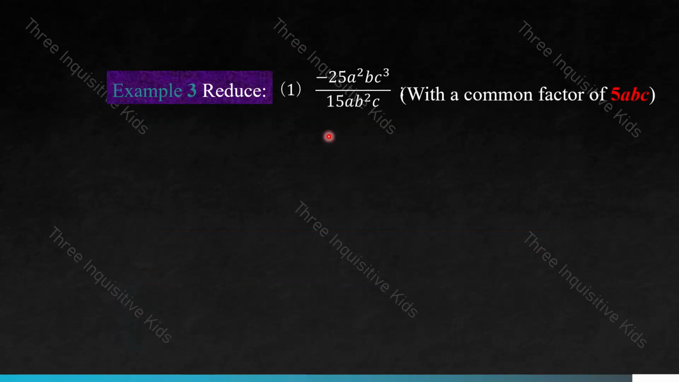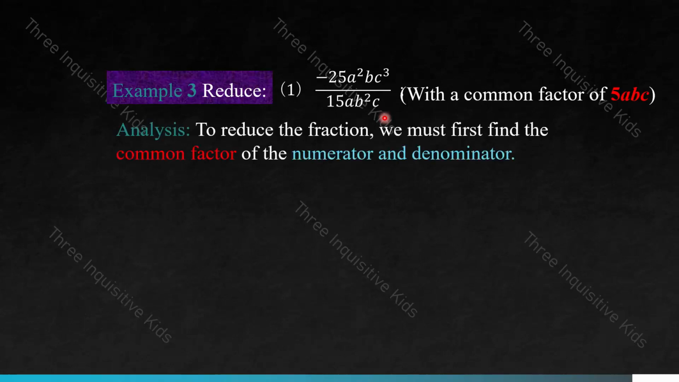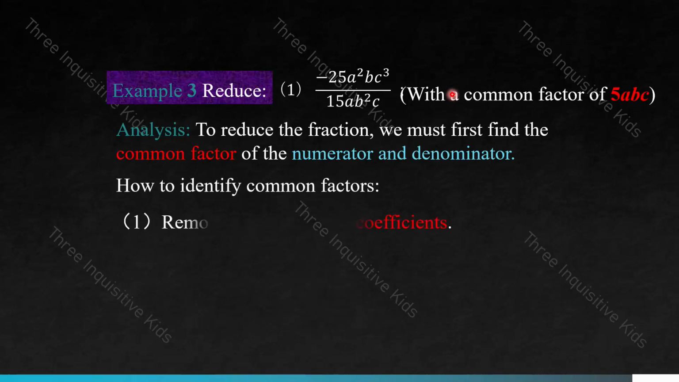Here is example 3. Reduce this fractional expression. And here we are already telling you that its common factor is 5abc. So all you have to do is use the common factor method that we learned from the last chapter. Here's our analysis. To reduce this fraction, we must first find the common factor of the numerator and denominator. Well, it's already given to us, 5abc.